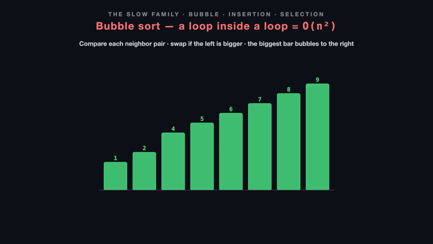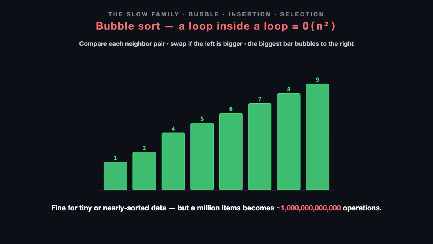And again. See the problem? For every one of the n items, you walk across roughly n items. A loop, inside a loop. That is n times n, or n squared. Double the input, and the work roughly quadruples.